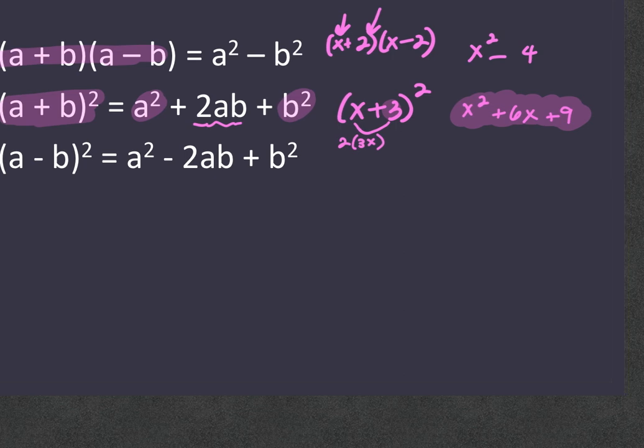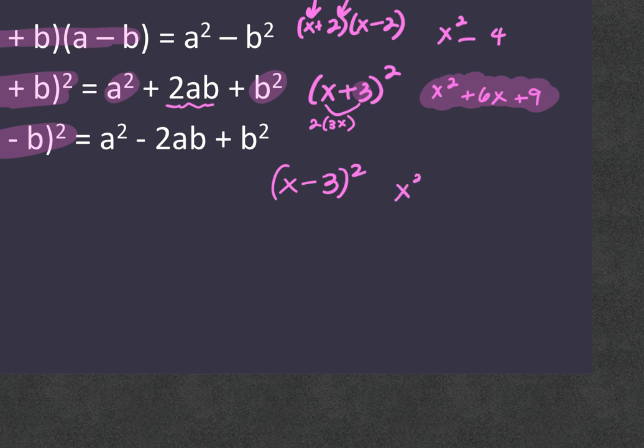And then the last one is almost exactly the same. The only difference is the sign in between them. So if it said x minus 3, I would still square the first one, square the last one, and then multiply these two together. That's where the negative 3 comes from. Double it, and it's negative 6x. So there's only one minus this time. Correct. The first and the last will always be positive because they're perfect squares. Even if it's a minus, if I square negative 3, it's still a positive.